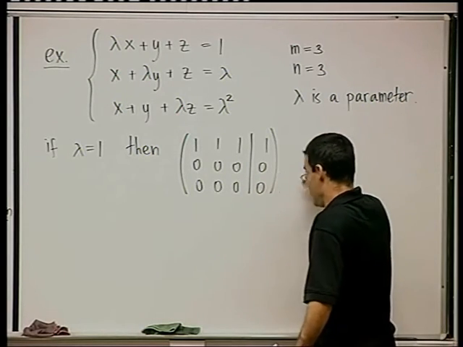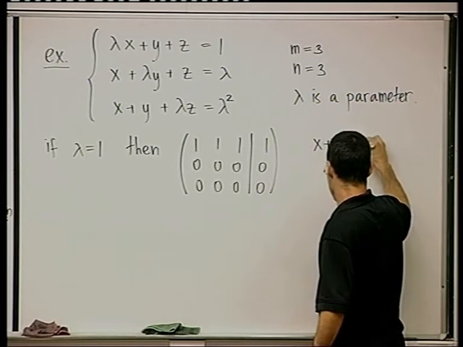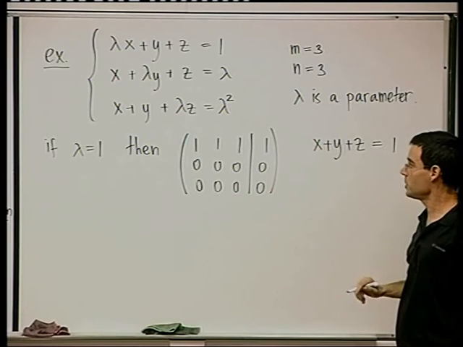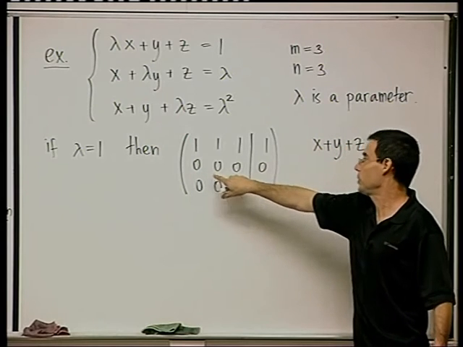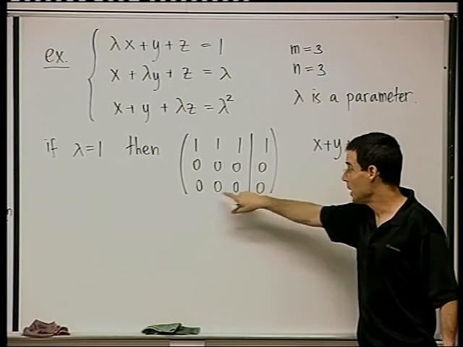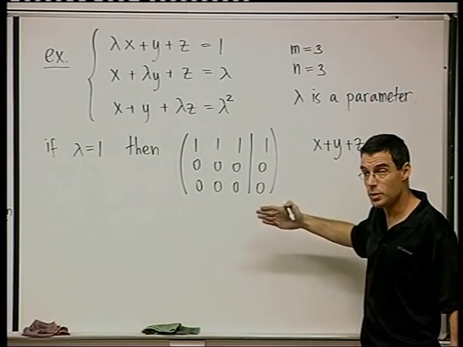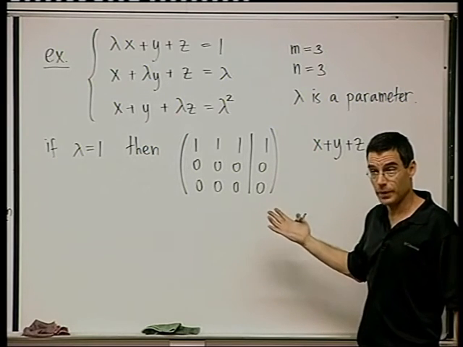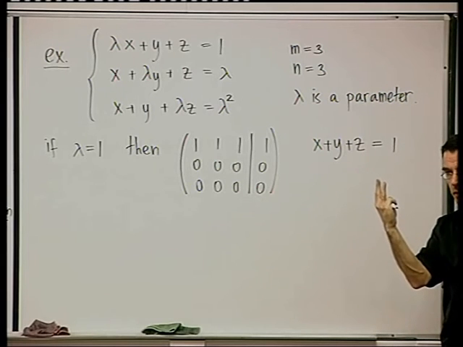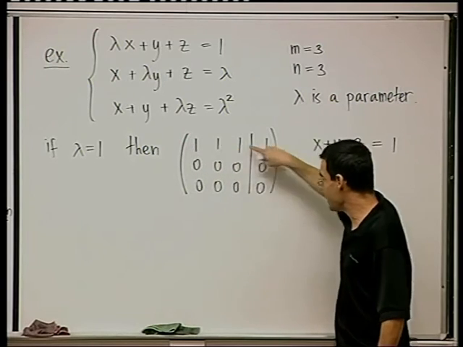This corresponds to the system of equations x plus y plus z equals 1. And that's it. That's the only equation that we have. This says 0x plus 0y plus 0z equals 0. That's not saying too much, and so does this, right? So zero rows contribute no information. So we're left with one equation with 3 variables. The one equation corresponds to the rank of A.